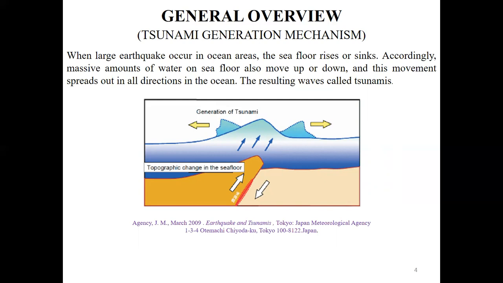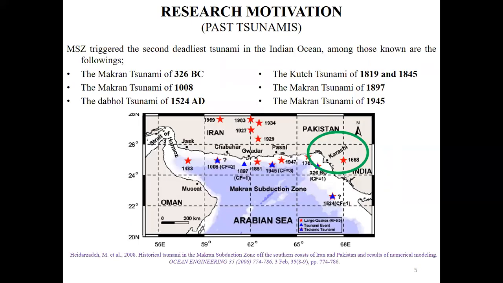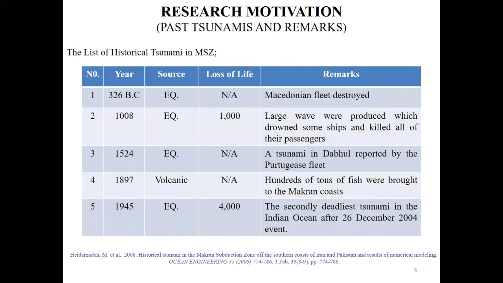After surveying the literature, I found past recorded tsunamis caused by the Makran subduction zone. The Makran subduction zone triggered the second deadliest tsunami in the Indian Ocean. There were 7 tsunamis recorded from 326 BC to 1945, with the year, source, and loss of life. Here I have compiled a list of historical tsunamis caused by earthquakes in the Makran subduction zone.